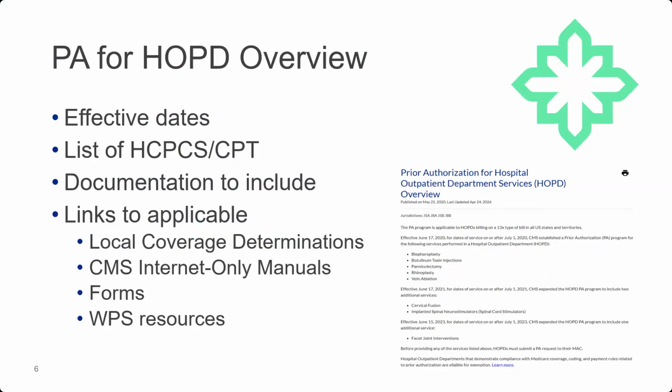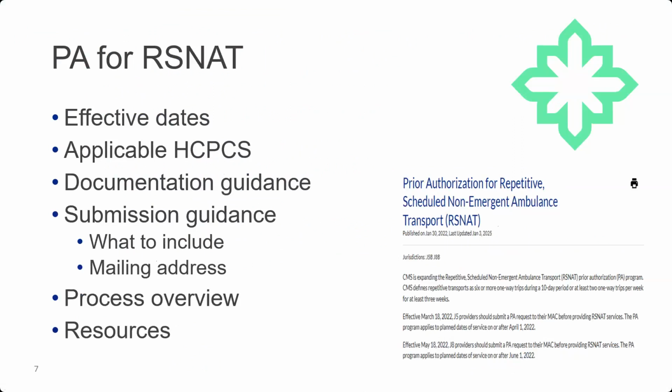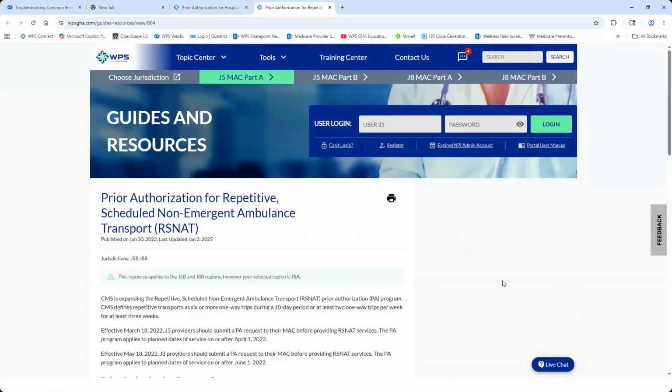Thanks, Connie. Thanks, Vivian, for that information. As we go to the next slide then, while it's true that the majority of the prior authorizations that we receive are for the hospital outpatient department services that we just mentioned, we also need to talk about the repetitive scheduled non-emergent ambulance transport. Now, like our last slide, we also have a screenshot and a hyperlink to that web page that's dedicated to this topic, where you can find information about that program and what is expected.